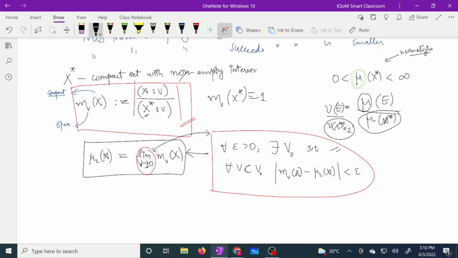Okay, so this is my guess, or this is my candidate, which I expect to be a left Haar measure, and it indeed is a left Haar measure, and it is normalized by the fact that this thing happens. So from here, since this is identically equal to 1, my mu L of x star is also equal to 1.